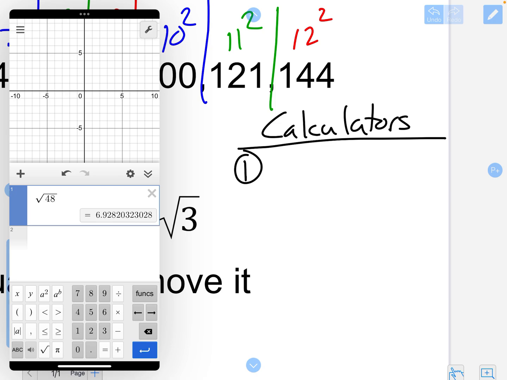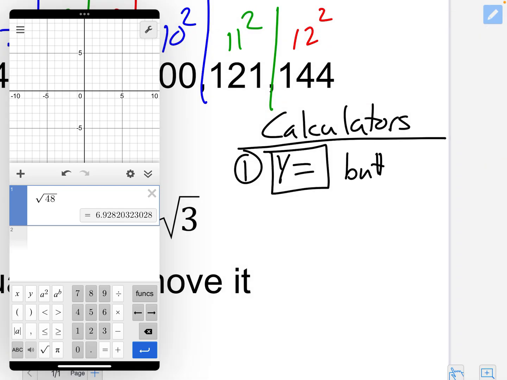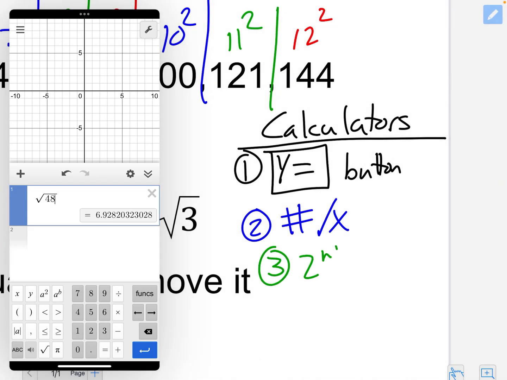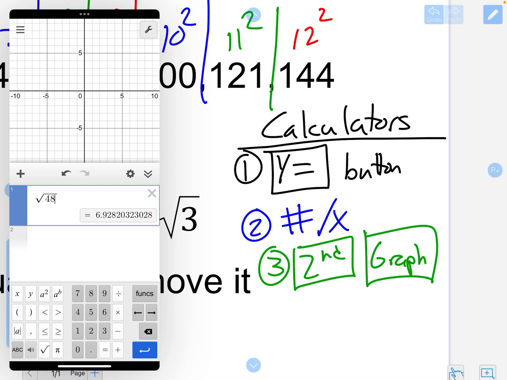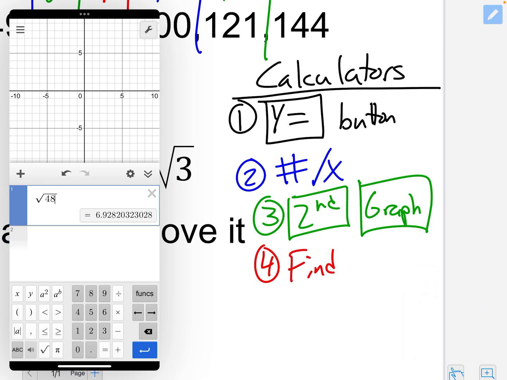Our first step on the yellow calculator is we need to hit our Y equals button. It should be on the top left. Once we hit our Y equals button, we want to take whatever number is inside our radical and divide it by X. The next step is we hit our second button, which is the blue button, and then our graph button, on the top right-hand corner. And then we want to find our factors with perfect squares.